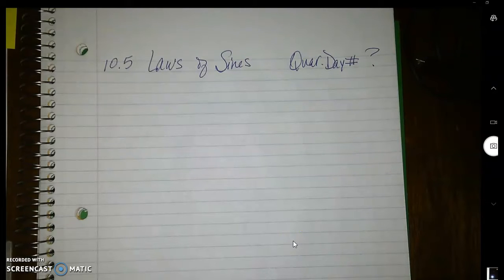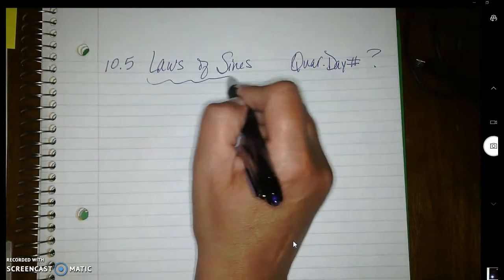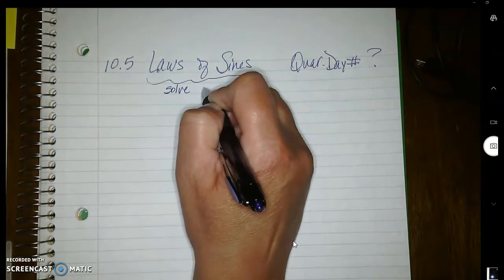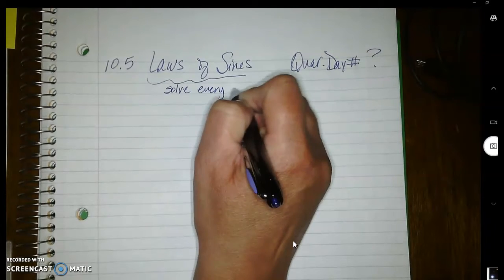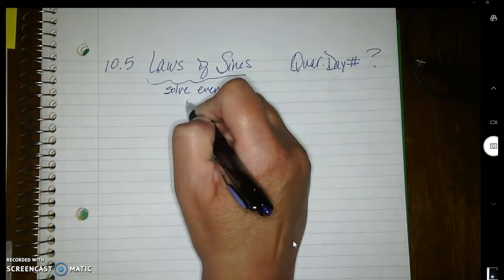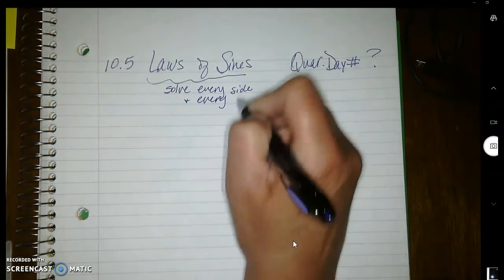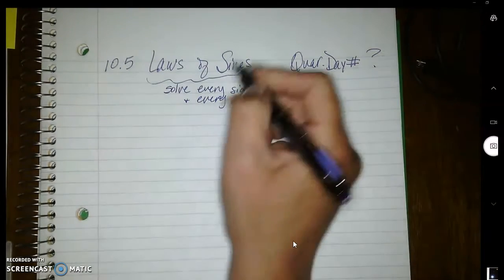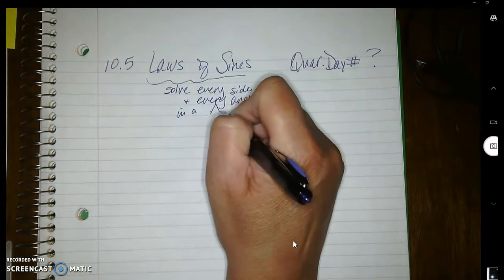Hey guys, so today we're going to do section 10.5. We're going to be talking about the law of sines. Basically, what the law of sines is going to do is allow us to solve for every side and every angle of a triangle. Okay, so this is going to give us every side and every angle in a triangle.